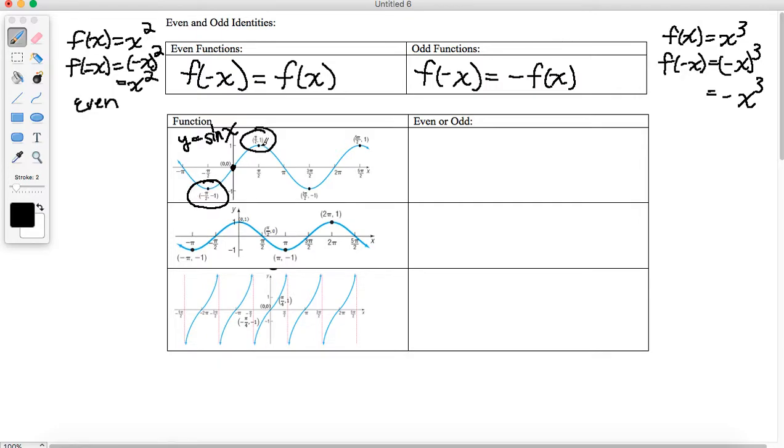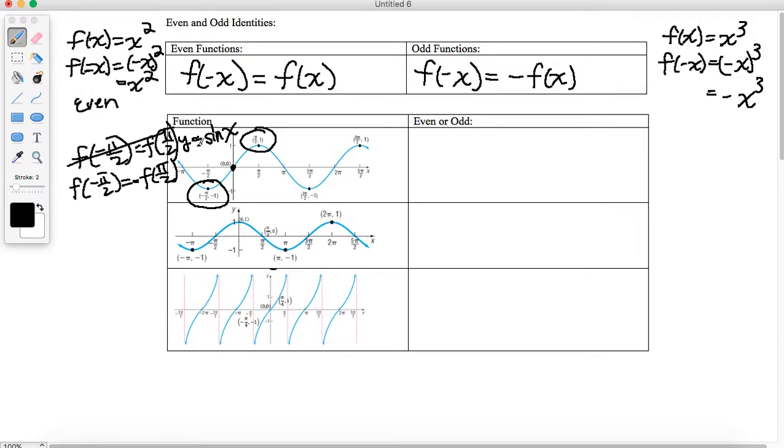So if I plug in negative pi over 2 and get exactly the same thing that I started with when I plug in f of pi over 2, then I could say that it's even. If I get the opposite of what I get when I plug in a positive pi over 2, I would say that it's odd. f of pi over 2 is 1, and f of negative pi over 2 is negative 1. So I don't have the even case. I actually have what we call the odd case.